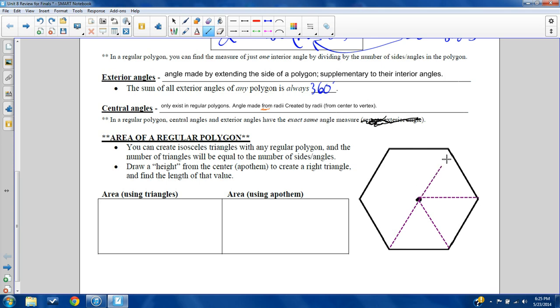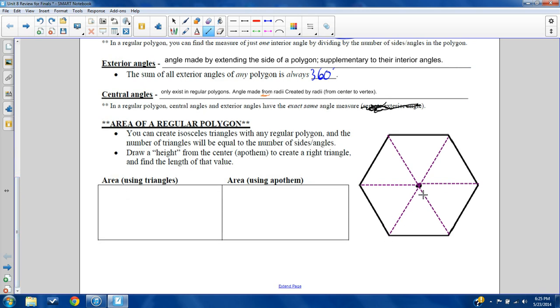So I do have isosceles triangles, and I have six of them. And they are congruent to one another. So if I find the area of one of these triangles, I can multiply by the number of triangles in my shape. And then I would get my area. So that's good news. So that's really one way that you can look at this problem.